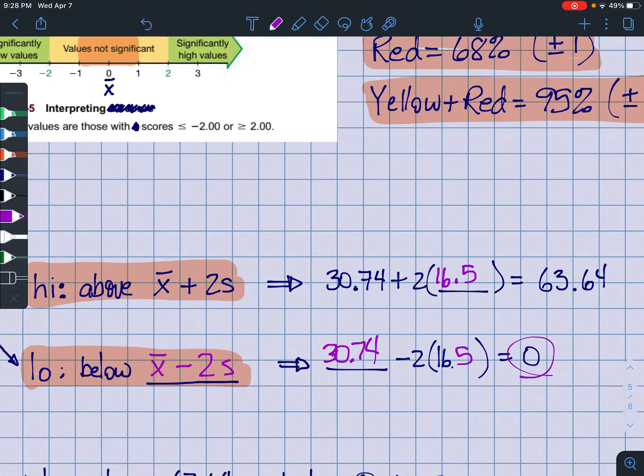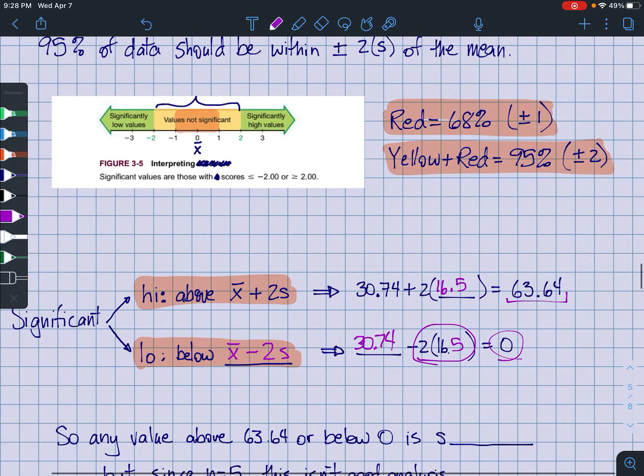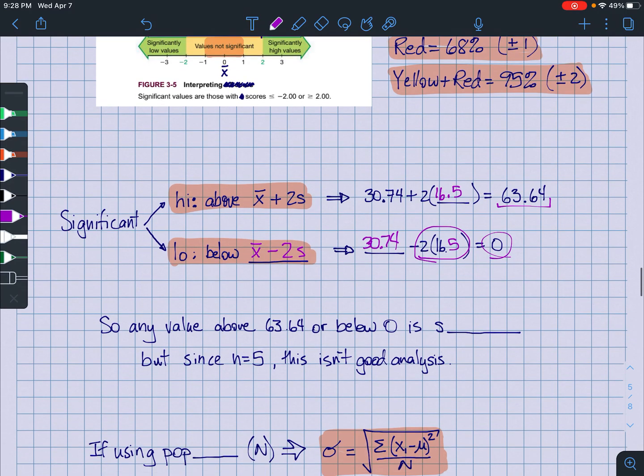All right. Now this one turns to 0 because if you do 2 times 16, you get 32, and 30 minus 32 is less than 0. And we can't have numbers less than 0 megabytes of download. It's not like they're sucking data out of your phone. That'd be hilarious. But above 63.5. So anything that's above 63.5 or below 0 would be considered very significant. So most of the data will be between there. All right, and that's what I'm saying here.